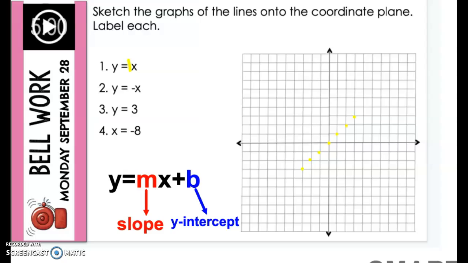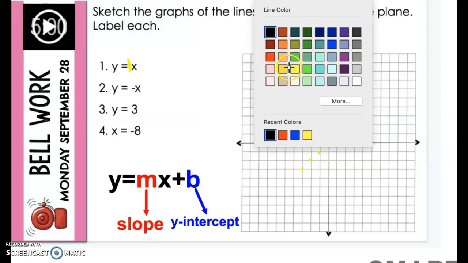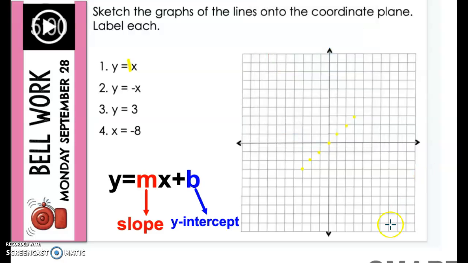And now I'm going to make a line. I guess I'll make it yellow since I committed to yellow for this one. And we're going to connect these points. Remember, what should a line have on both ends? Arrows. So here, this first one, the yellow is the line y equals x. We have that in yellow.